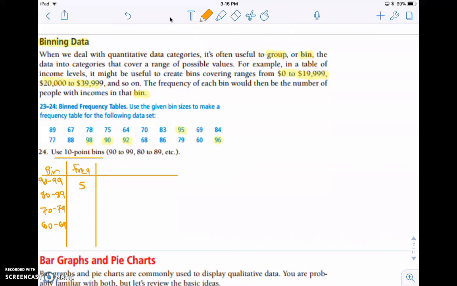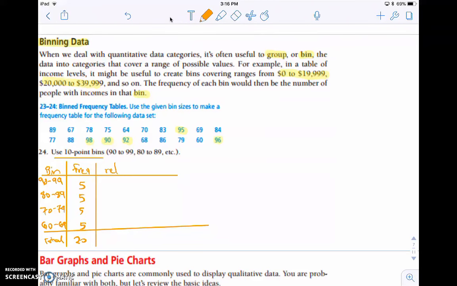Okay. Then again, you'd count 80 to 89. If you count through those, you would find 5 as well. And it turns out that there are 5 in each of these categories. So the frequency is 5 for each bin. And then the bins should add up to the total number of data points. We've got 20 data points there, so there's 20 when we add them all.